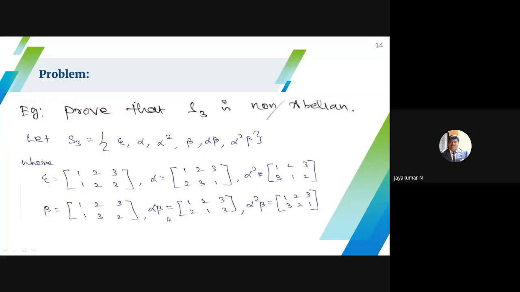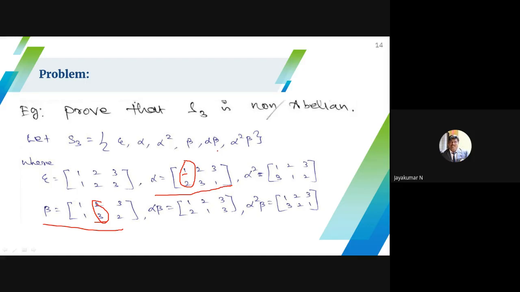What you have to find is beta into alpha. My first element is beta, clear? My second element is alpha. Here I use only right to left. That means first I have to find the image of 1, then I have to find the image of 2 in beta. Finally, the image of 1 is 3. So just find it: which permutation maps 1 to 3?